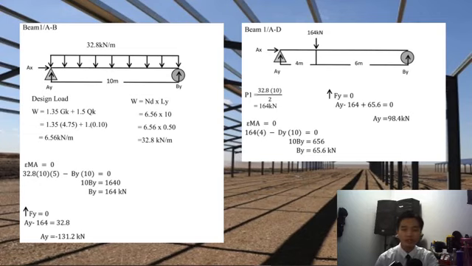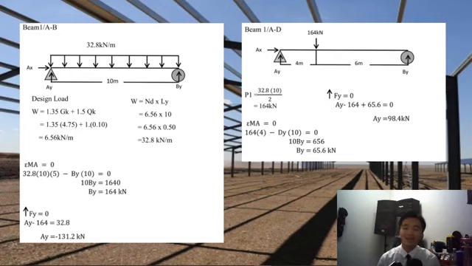For our moment, we calculated it by using 32.8 times 10 times 5, minus By times 10, and the answer that we get for By is 164 kN. While for the vertical load on AY, AY minus 164 equals 32.8, where 32.8 is the load on the beam. Therefore, we got AY as 131.2 kN.